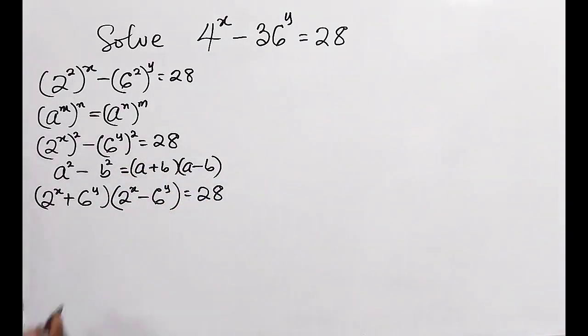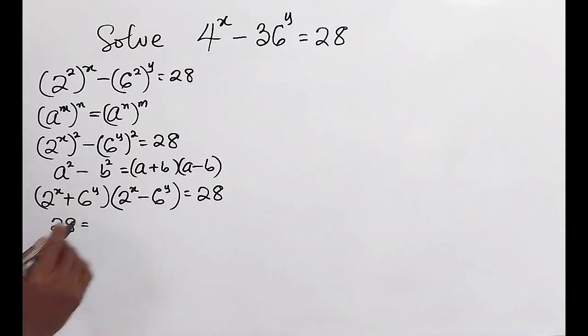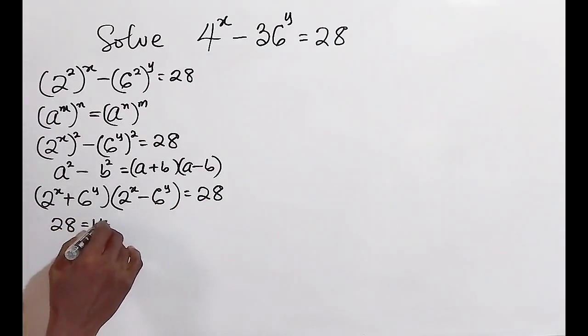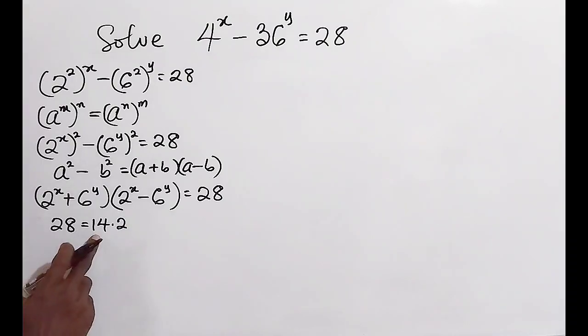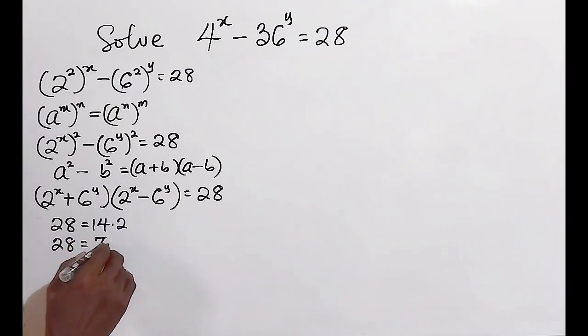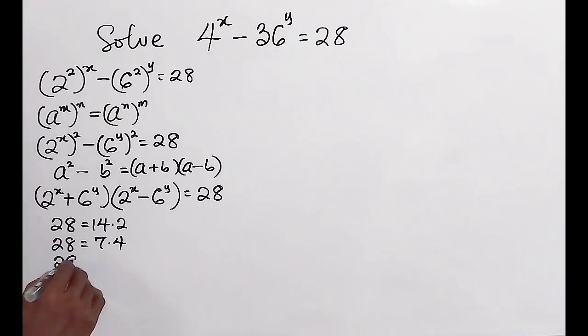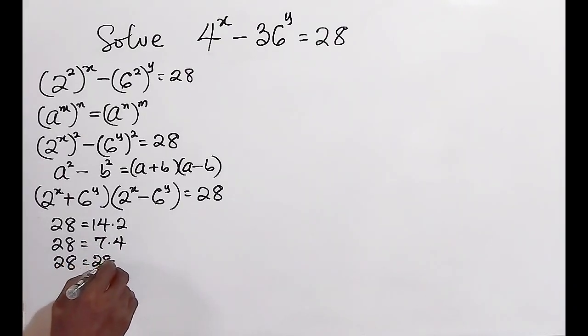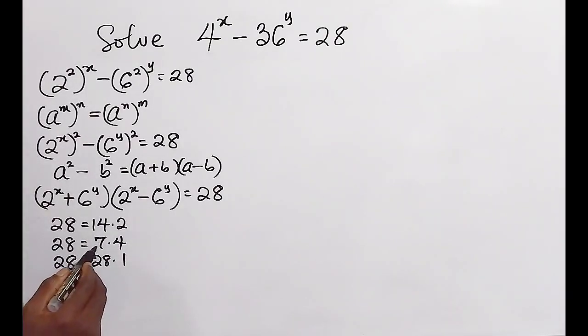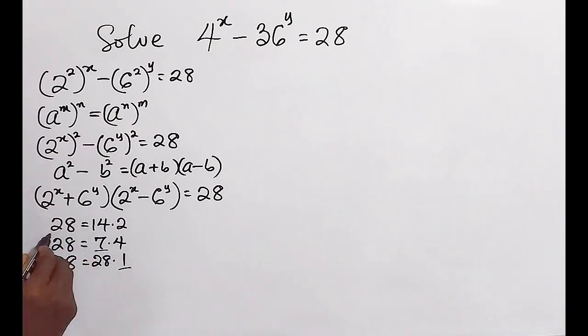Now if this is true, the factors that I got for 28 are 14 times 2. Take note, the greater will be at the beginning. Then another one, 28 will give us 7 times 4, and 28 will give us 28 times 1. Okay, and out of these three, this is not an even number, this is not an even number, so the best option here is this.